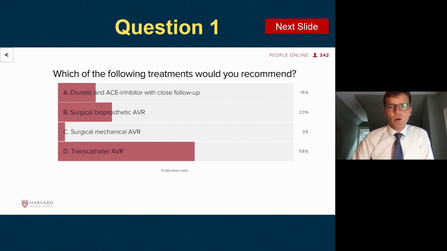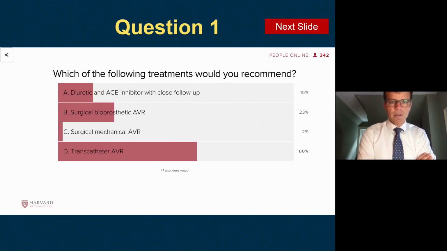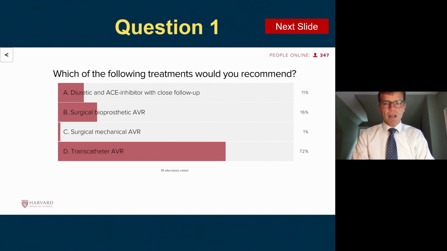I'm going to wait for a few more of you to vote. Out of 340 people, can we get 50 to 75 to vote? Oh, you can change too. All right, we'll stop at 100.